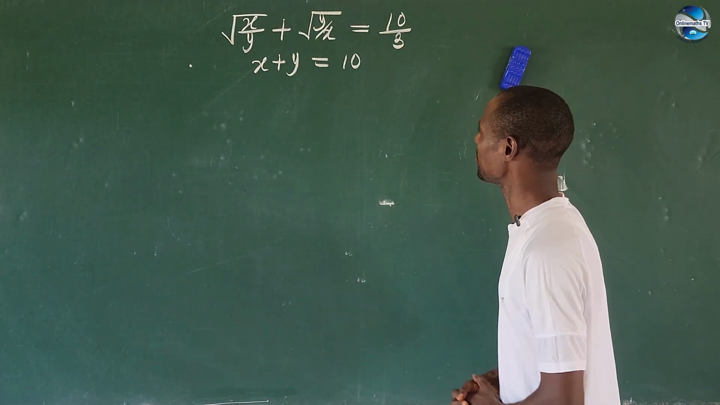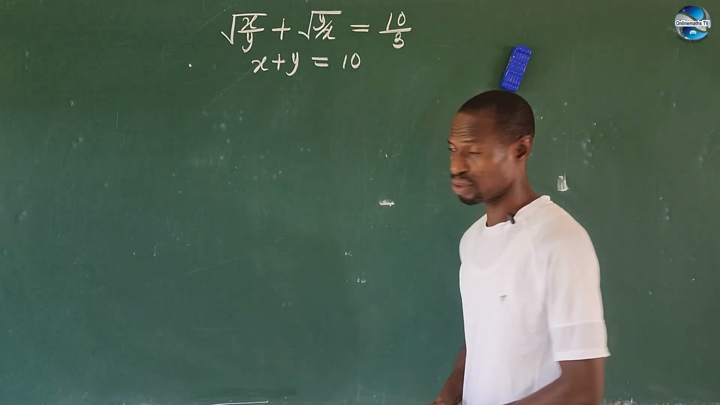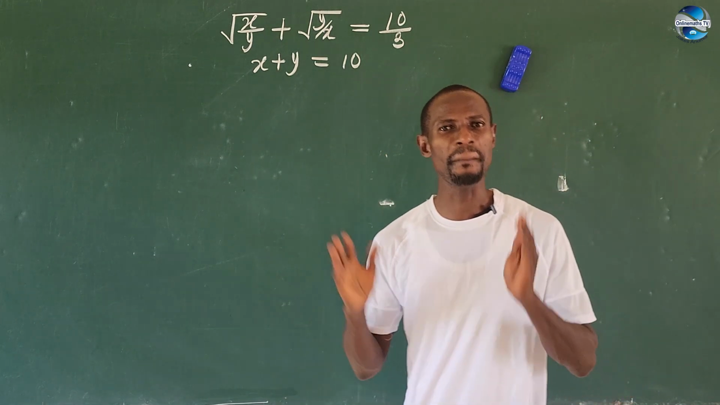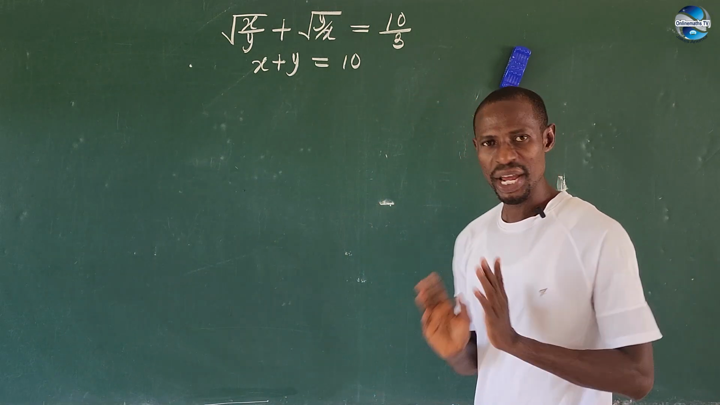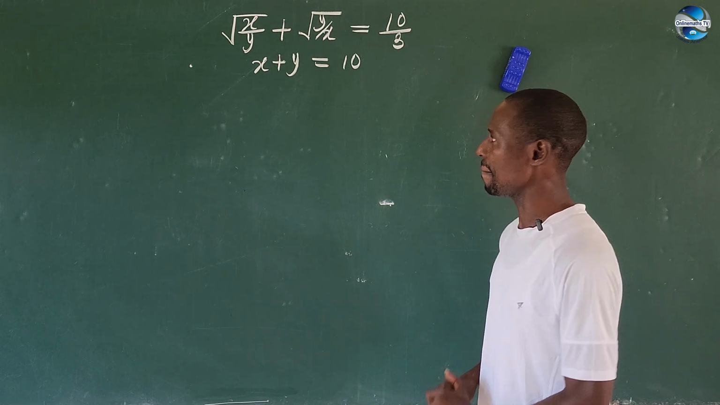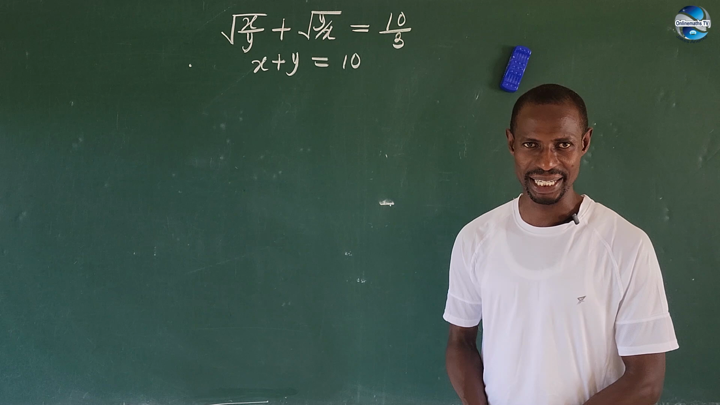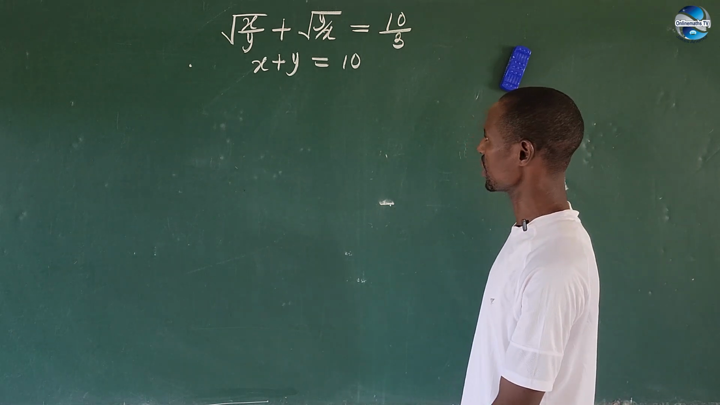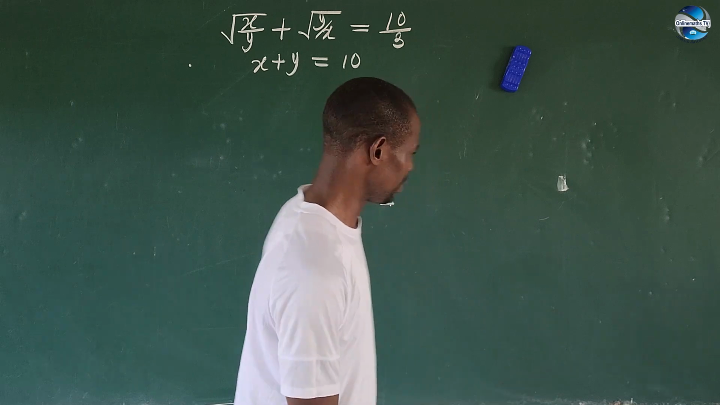Today we have this challenge before us here. The question is a radical equation, and here we have two equations. So how do we solve for the pair or pairs of x and y that will satisfy these two equations? Now, the first one is the square root of x all over y plus the square root of y all over x equal to 10 all over 3. And we're given a second equation as x plus y equal to 10. So how do we get these values?